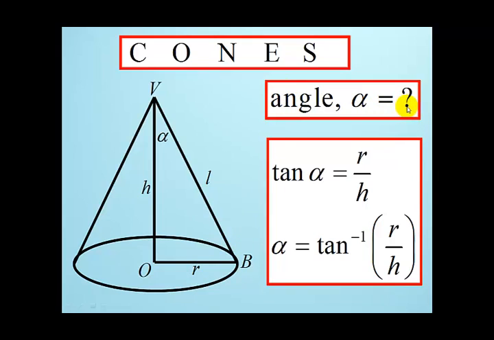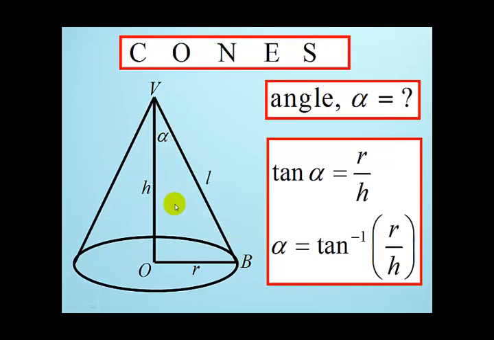Now, we consider the triangle VOB, which is a right angle triangle with the 90 degrees angle at O. Considering the angle alpha, R is opposite to the angle alpha. I repeat, the side OB, that is equal to R, is opposite to the angle alpha. And VO, that is H, is adjacent to the angle alpha. VB, that is L, is the hypotenuse of the triangle.